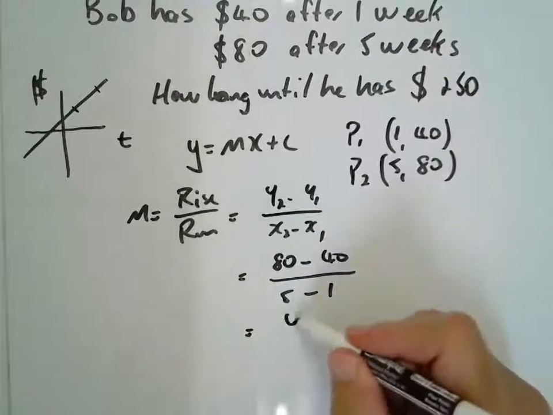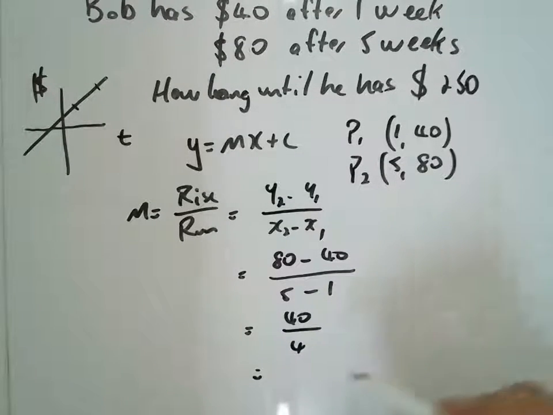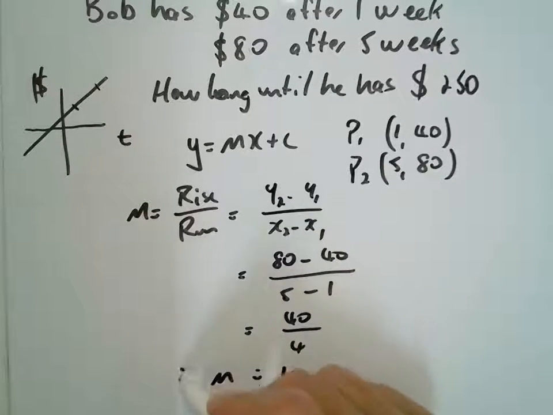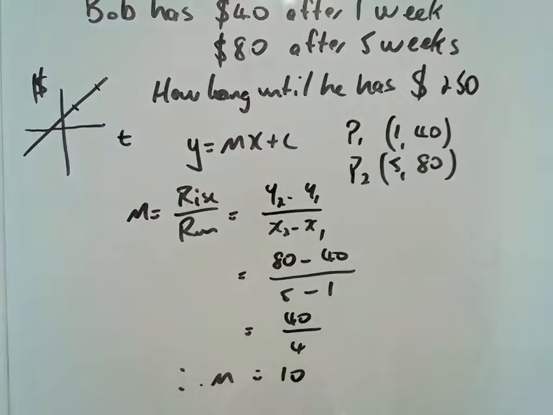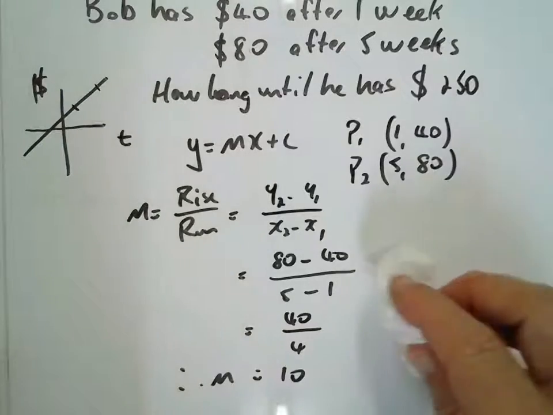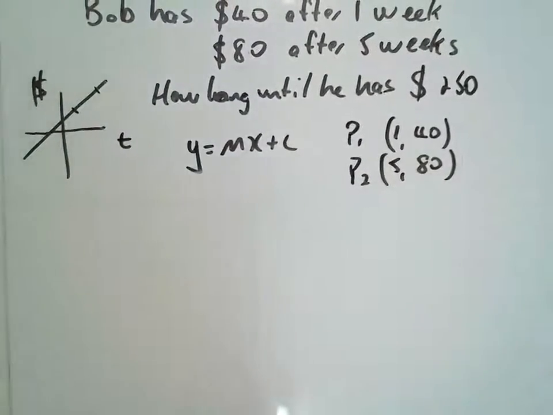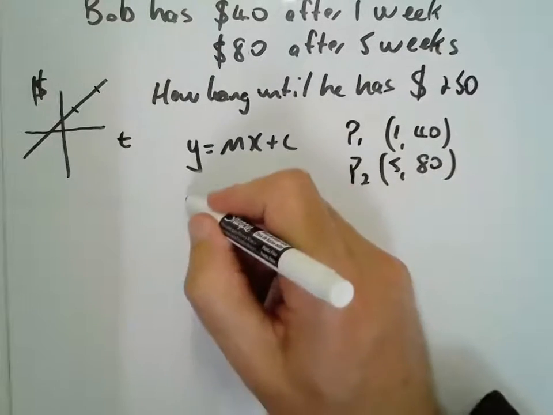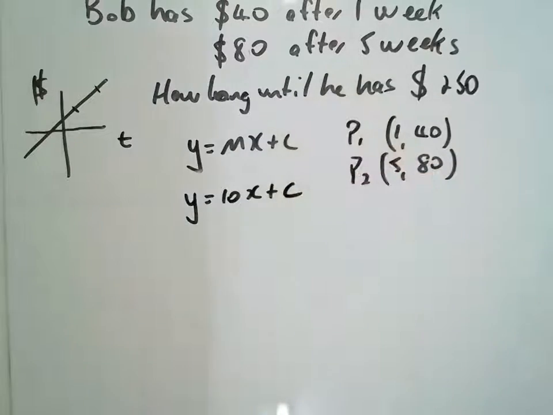80 minus 40 is 40. 5 minus 1 is 4. 40 divided by 4 is 10. Therefore, m is 10. So we can straight away, you're going to leave your working when you do it in the exam, but I don't have any room, so I've got y equals 10x plus c.